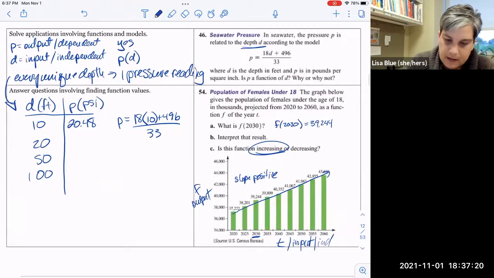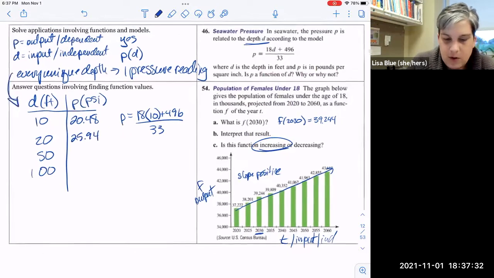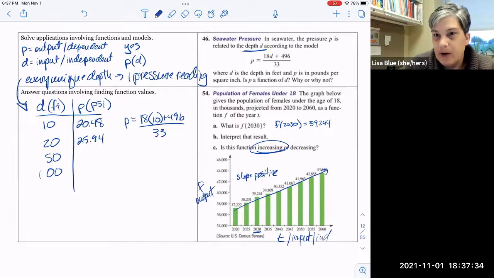So if we figured out 18 times 20 plus 496 divided by 33, we get 25.94. And we could just keep going down the line, and we would see that for every one input, we're getting one output.